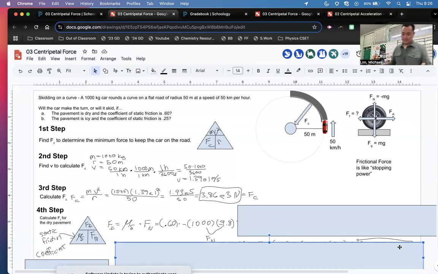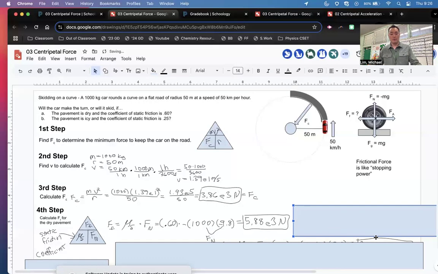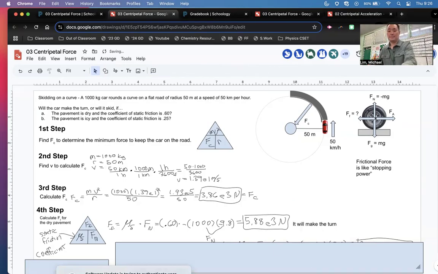What'd you get, Yale, when you did it? Will this car stay on the road, Yale? What do you think? The minimum force for the car to stay on the road is 3.86. We need that car to stay pulling towards the middle. Yeah. Our tires give us 5.88, which is keeping the car on the road, right? So yes, it will make the turn. You just did what civil engineers do, everybody. You should get paid for this.